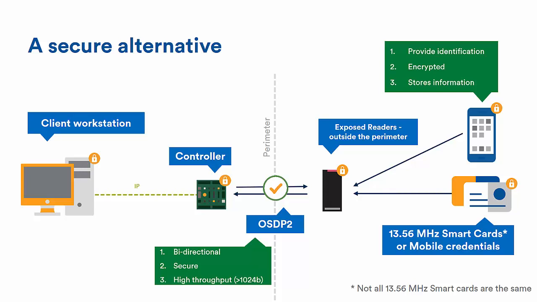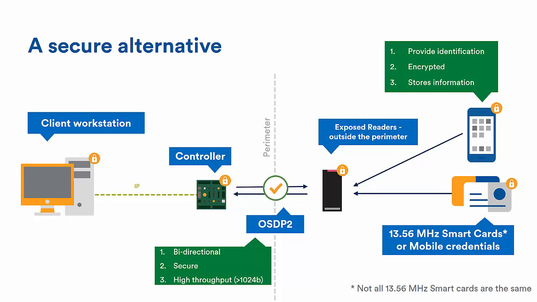Next, a secure alternative to Wiegand is called OSDP version 2, which is the second generation of Open Supervised Device Protocol. OSDP offers significantly more throughput, allowing a greater exchange of information between reader and controller and vice versa. Since it's a bidirectional protocol, the controller can send commands to the reader like LED configuration changes or to deactivate a frequency, which is more efficient than updating each reader individually.